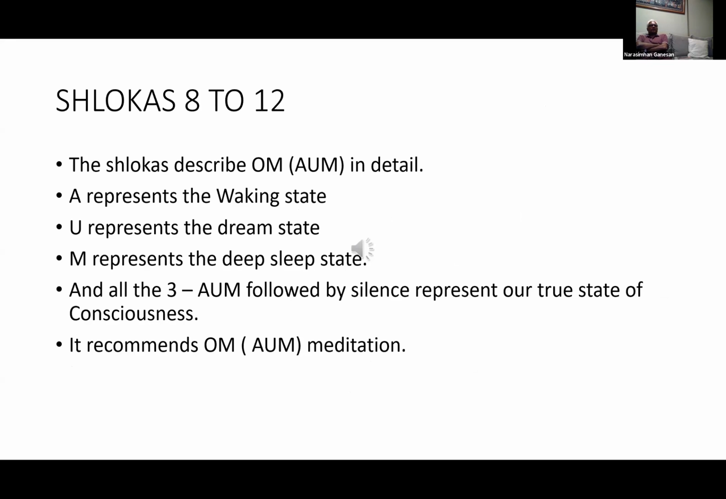Slokas 8 to 12 describe Om in detail, where A represents the waking state, U represents the dream state, and Ma represents the deep sleep state of the individual. And all three together, with the silence following that, Om, represent our true state of pure consciousness or realization. This Upanishad recommends Om chanting and Om meditation to achieve realization.